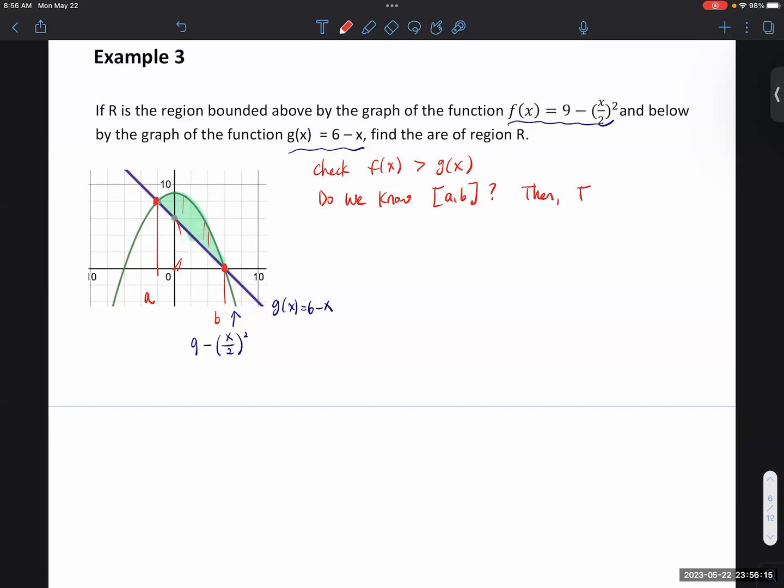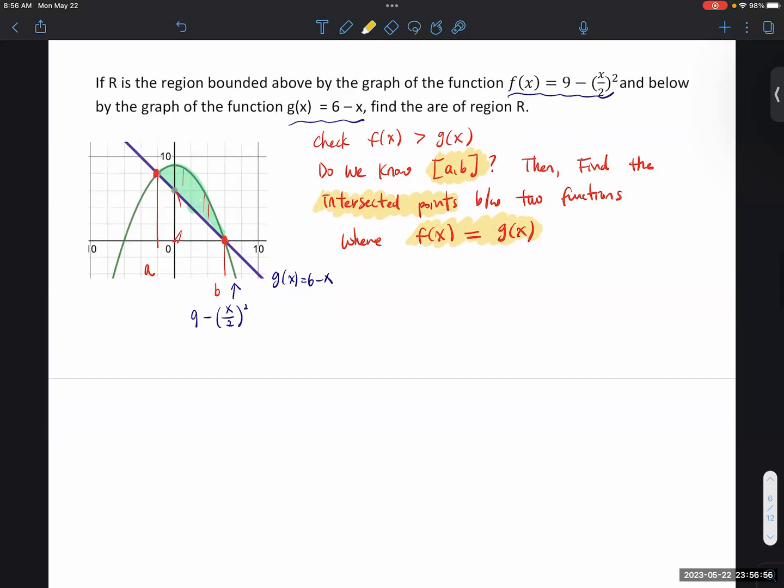Therefore, we're going to find the intersection points between two functions. How are we going to find the intersection points? This is the point where f of x is equal to g of x. So that's how you're going to find a and b. One more time, we're going to find a and b. That's the intersection point between two functions, correct? So to find a and b, you're going to set the f function equal to the g function.